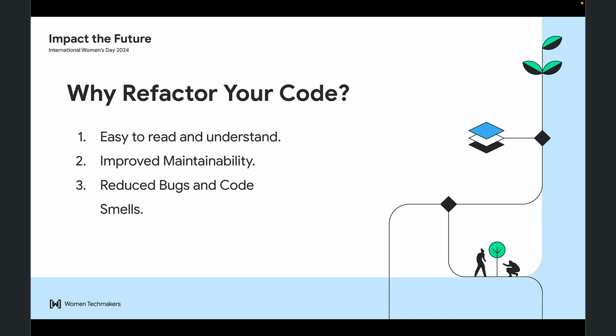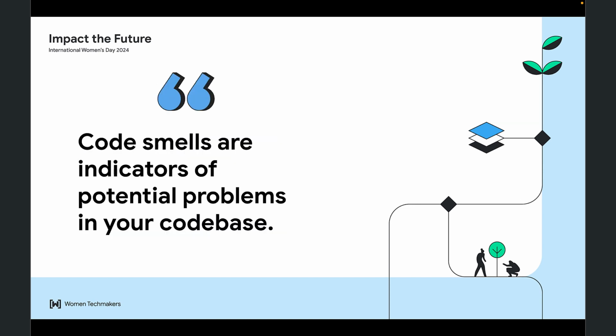Also, it reduces bugs and code smells. When your code is well structured, it reduces the chances of having bugs creeping in during development. And finally, it improves team collaboration. When your code is clear and concise and easy to read, it fosters better communication between your colleagues.